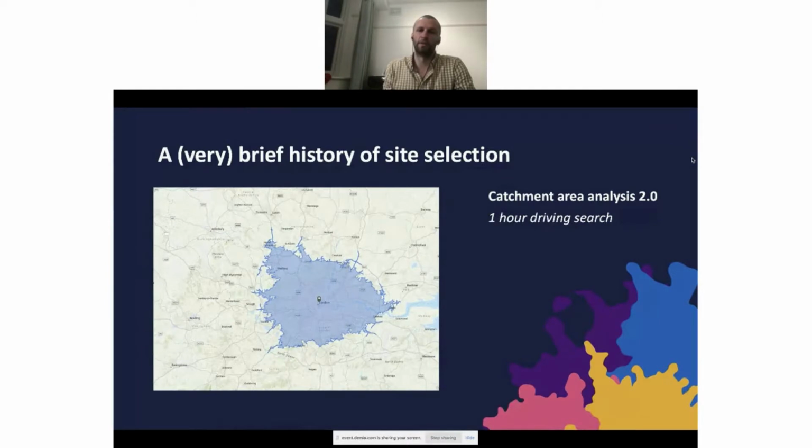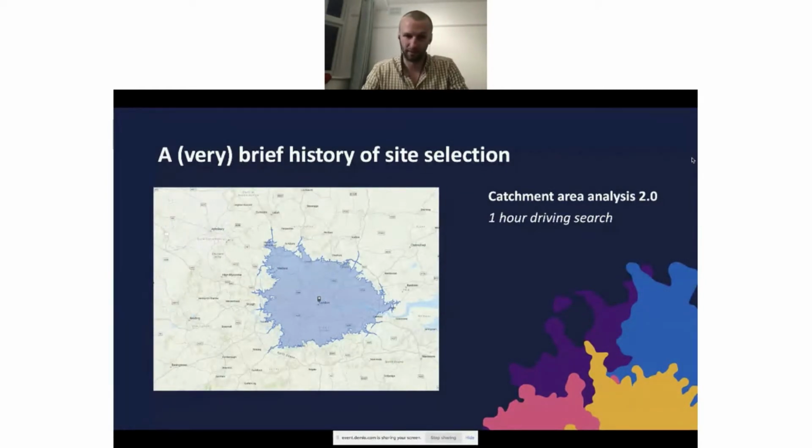And so we evolve into catchment area analysis 2.0, and this is to look at the road network. So this is a 1 hour driving search from that same location, and it now shows you the catchment area in terms of people who can drive for an hour or less and get to this site. However, it's a definite improvement on just a radius search, but it's still just giving us part of the picture. That part being driving access.